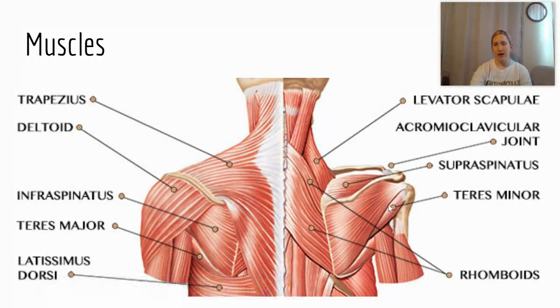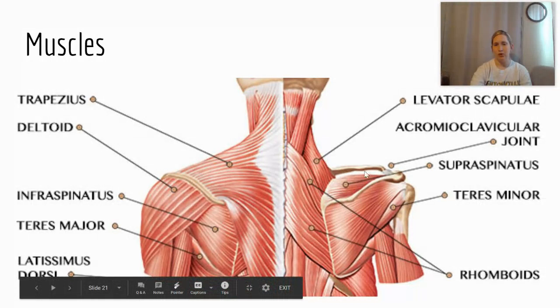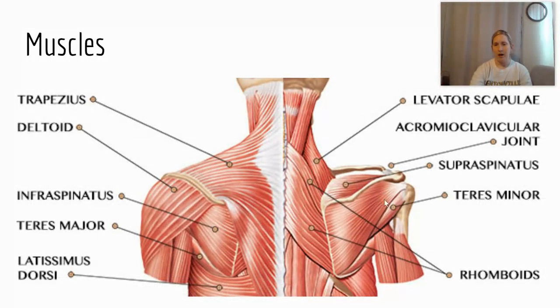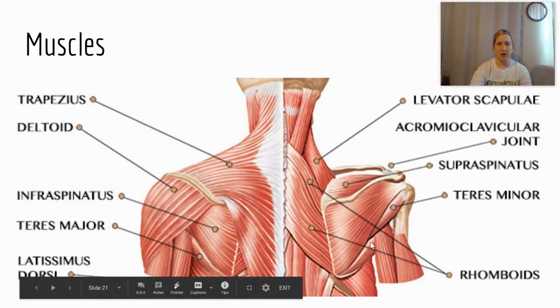Here you can really see that infraspinatus, supraspinatus, levator scapulae. This is teres minor. So notice how it's kind of like tucked underneath. That's how we know the difference in it and major. So major you can see down here. Minor is tucked up underneath.